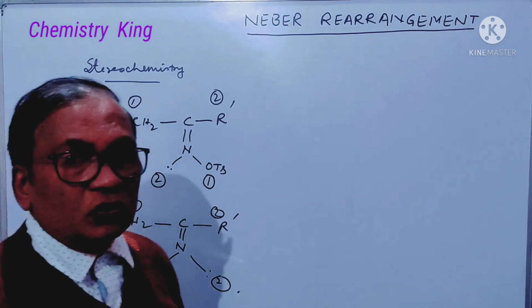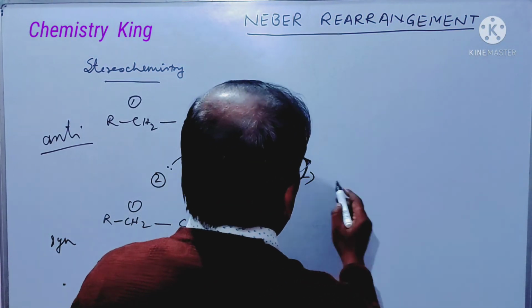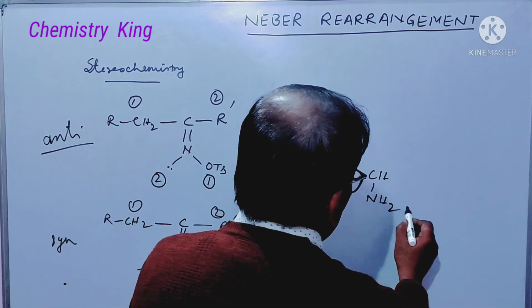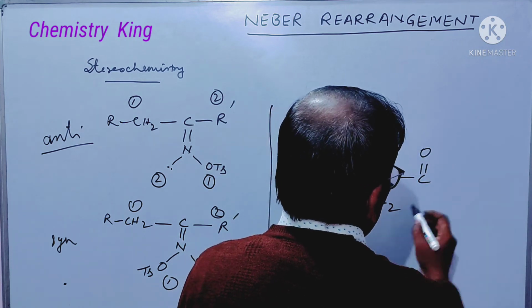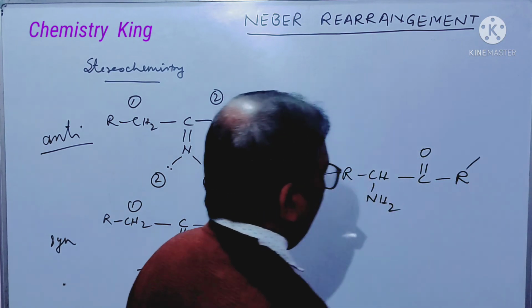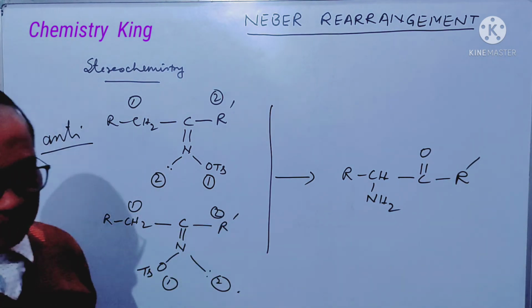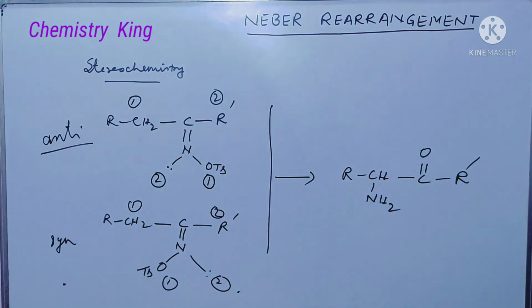So there are two geometrical isomers and both will give same product, RCHNH2 C double bond O, alpha aminoketone. These two will give the same product. So we say that stereochemistry doesn't matter here.